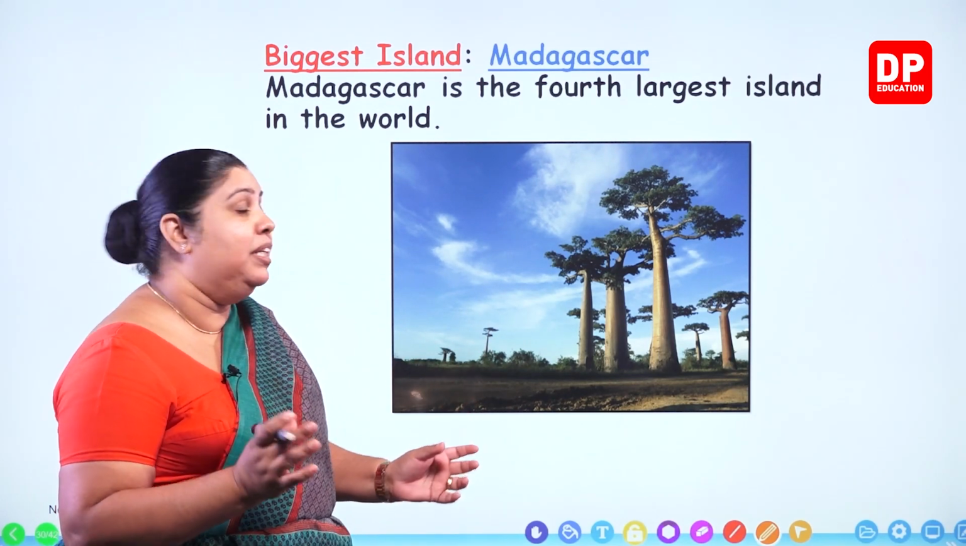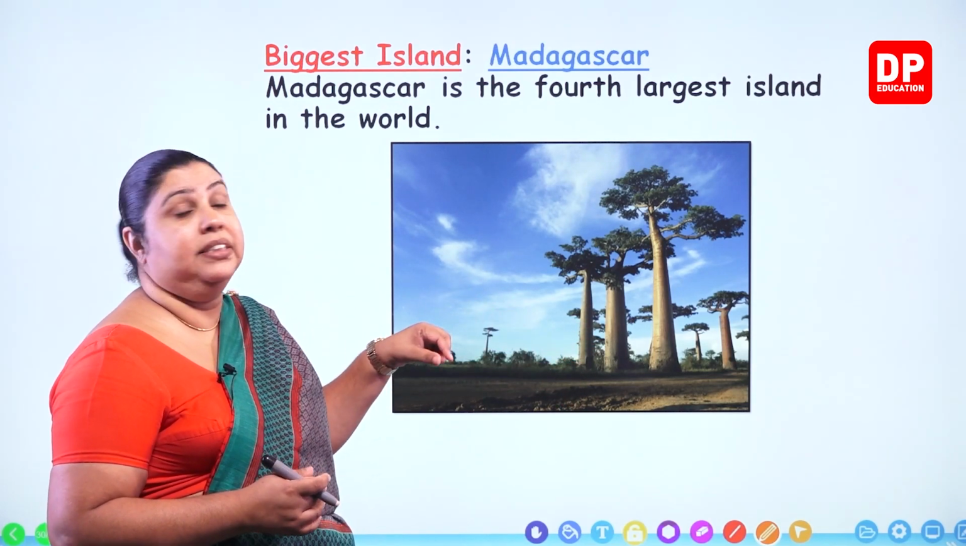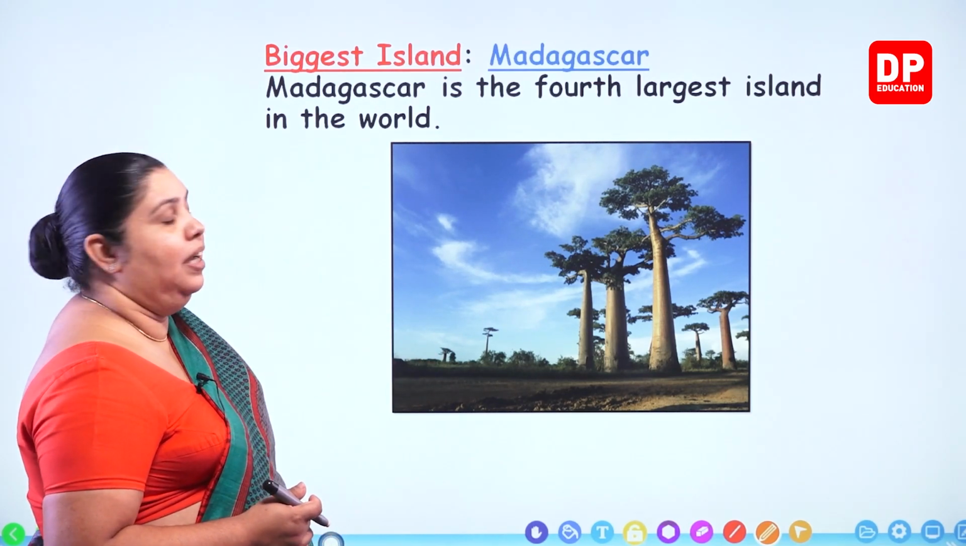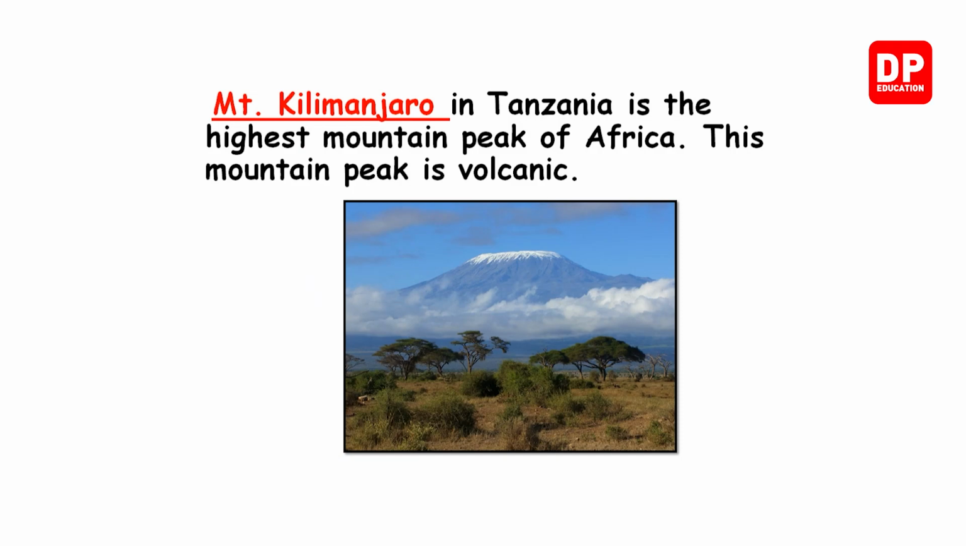There are lots of animals. There are special kind of trees like this in the Madagascar island. So if you go there, you can see them. It's a beautiful island to go and visit. Then Mount Kilimanjaro in Tanzania is the highest mountain peak of Africa.